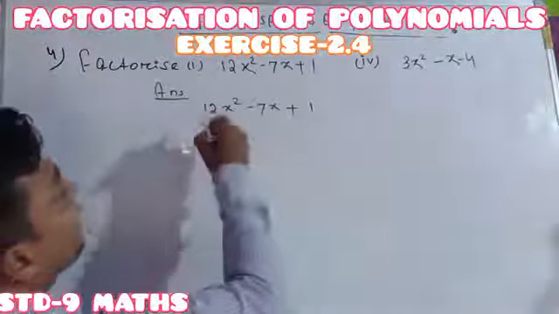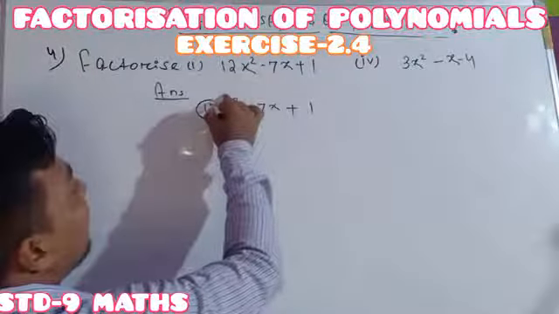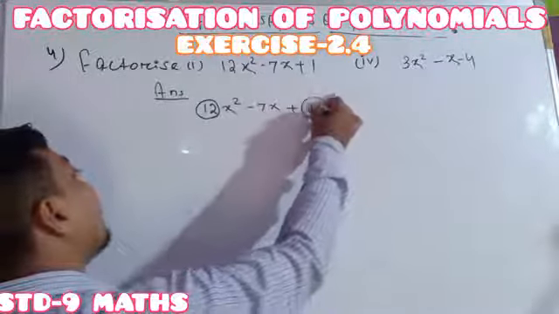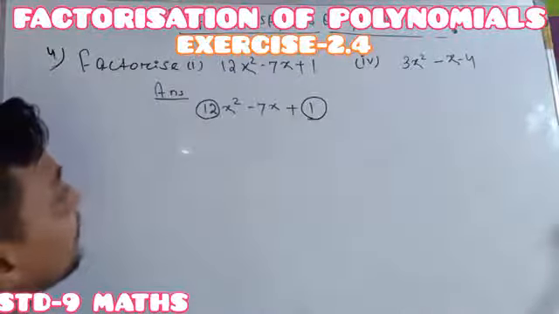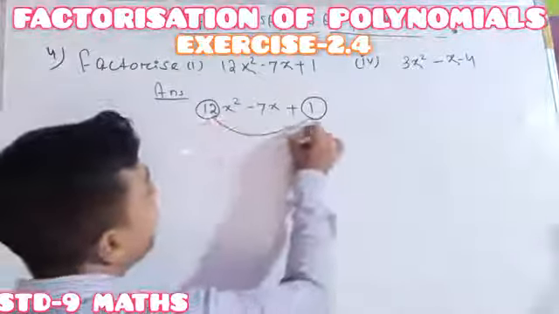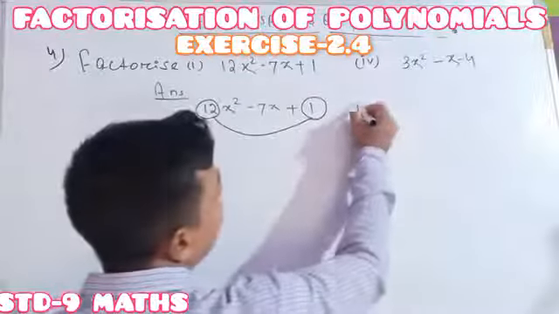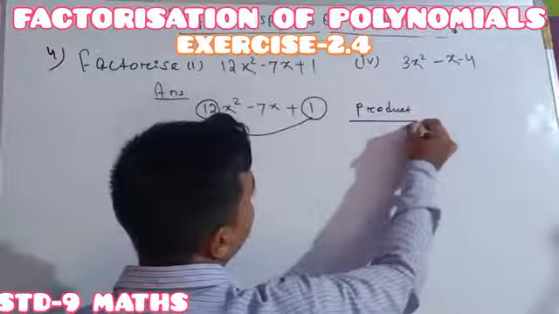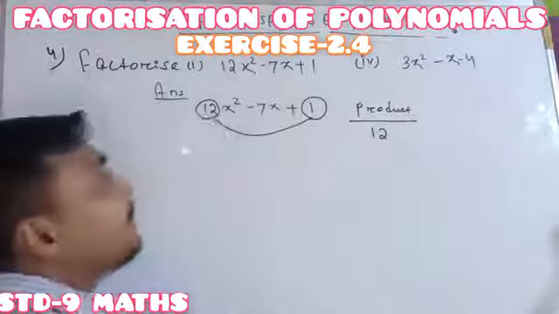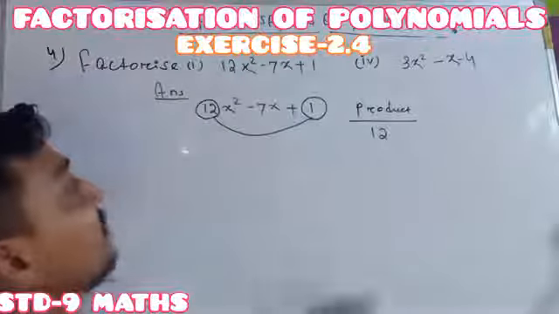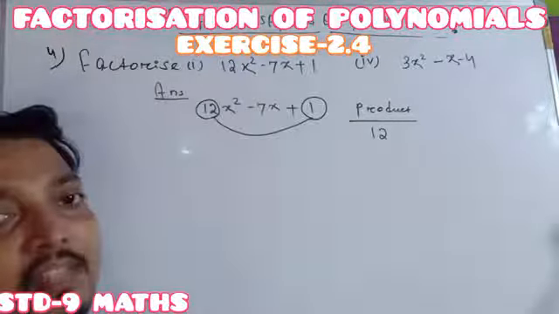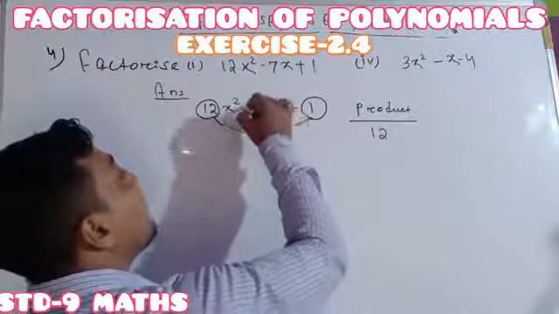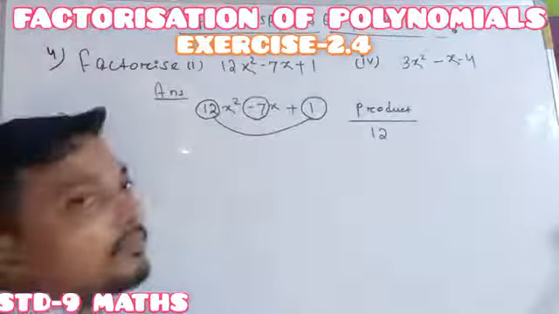Then the formula: here the coefficient of x square is 12, and the constant term is 1. So what is their product? Their product is 12. Here I am doing some rough work. The product is 12. Remember, in the splitting method we just have to split the middle term, the minus 7, in such a way.